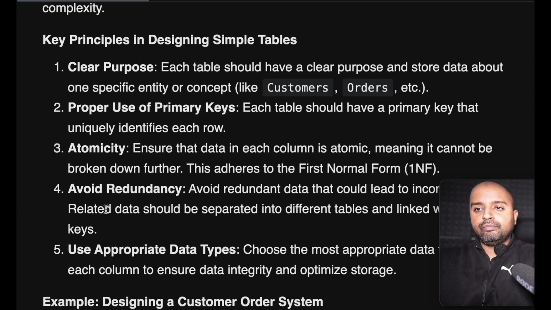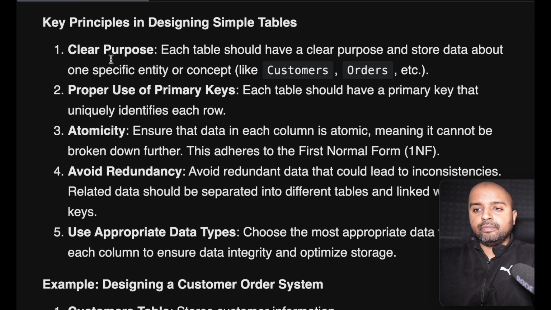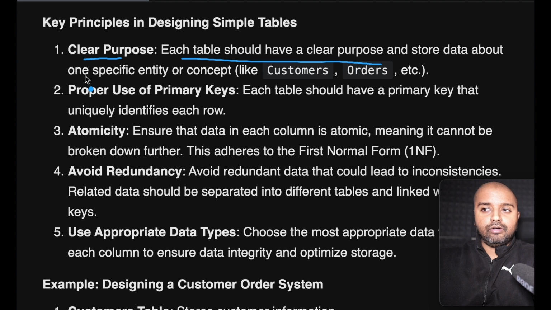So there are a few key principles that you can think of. So ensure that it has a clear purpose. Each table should have a clear purpose and store data about one specific entity or a concept like customers and orders. Again, we'll look at an example in a second. Next, it should have a primary key. So each table should have a primary key that identifies each row, and it should be atomic.